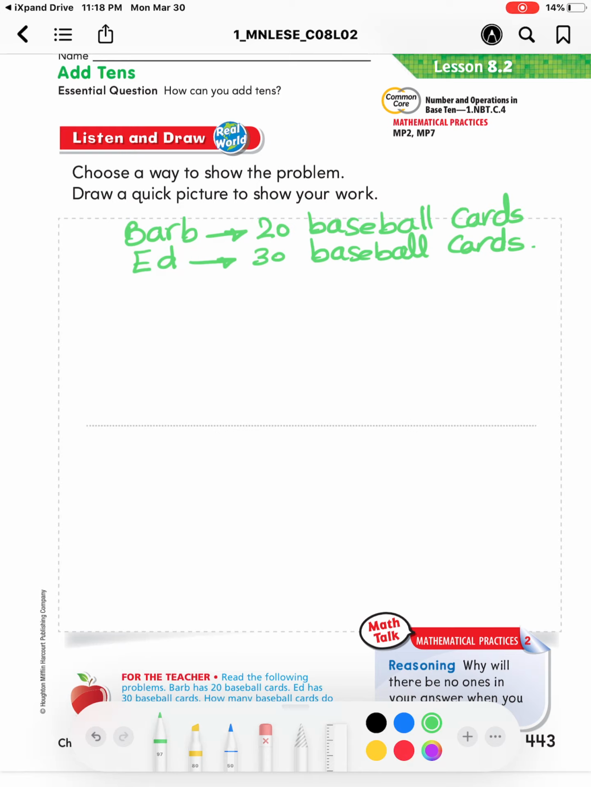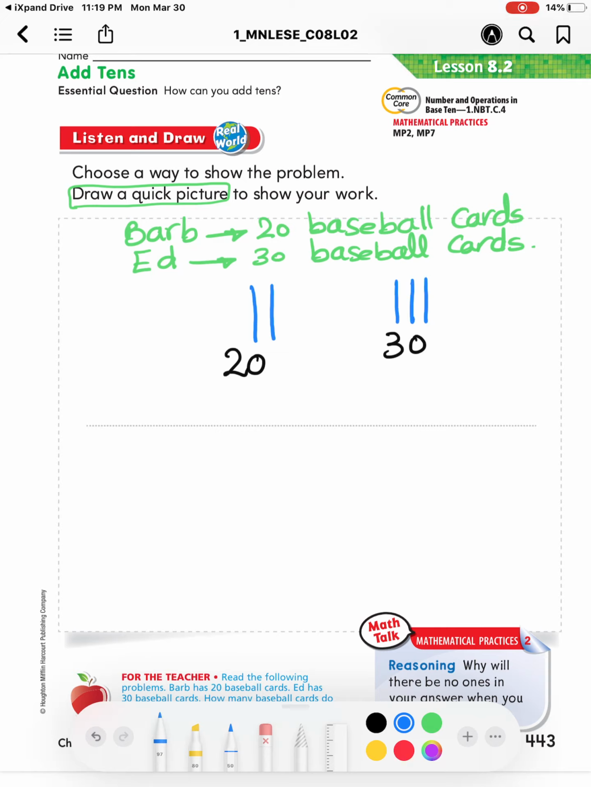Think with me. Now, we need to draw. We have to draw a quick picture. What should we do? How did you model the problem? How can we model it? Okay, now we have 20 and 30, right? So we will put out 2 tens and 3 tens.